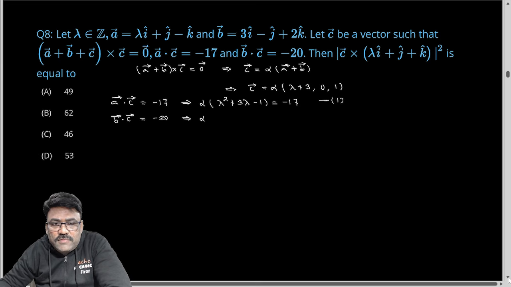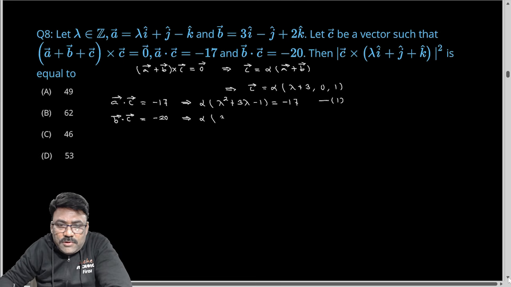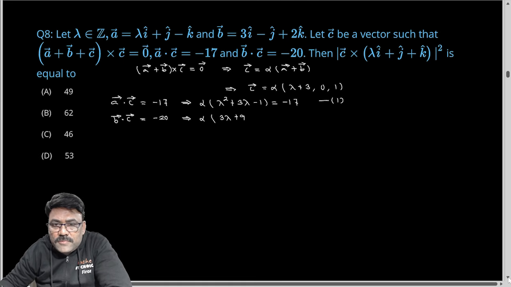Lambda into lambda plus 3, which is lambda square plus 3 lambda. Here it's 1 into 0 minus 1. Now I'm taking B dot C. So I will get alpha times 3 into lambda plus 3, meaning 3 lambda plus 9, minus 1 into 0, and then 2 into 1 plus 2. It is minus 20. Suppose it is number 2.